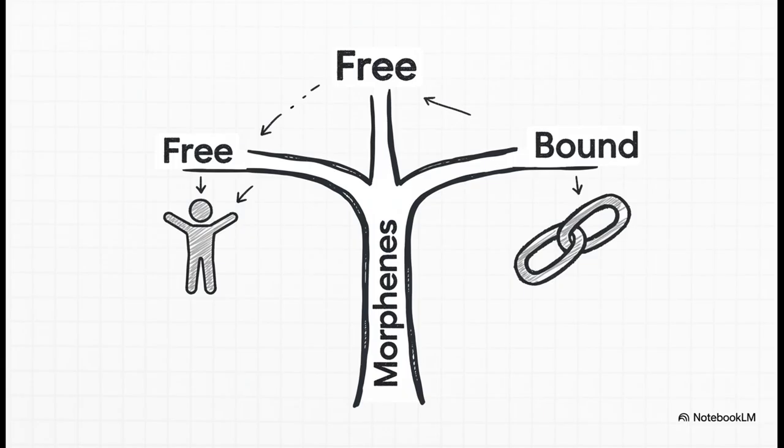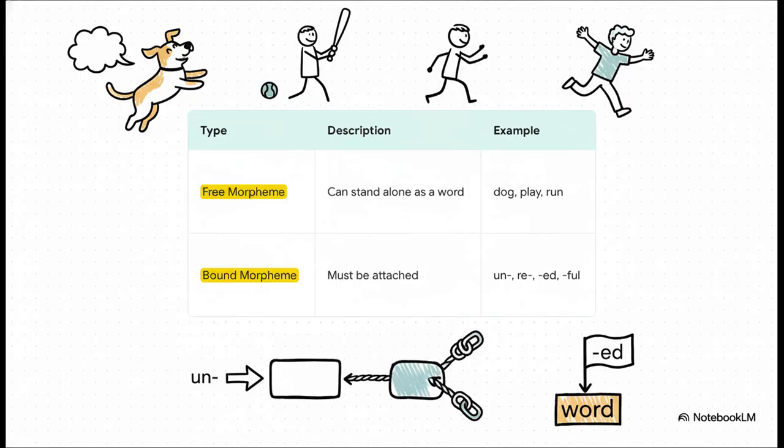They basically come in two big families, and each one has a totally different job. First up, you've got your free morphemes. These guys are the independent ones. They're whole words all by themselves, like dog, play, or run. Then you have the bound morphemes. Think of these as the attachments, all your prefixes and suffixes.